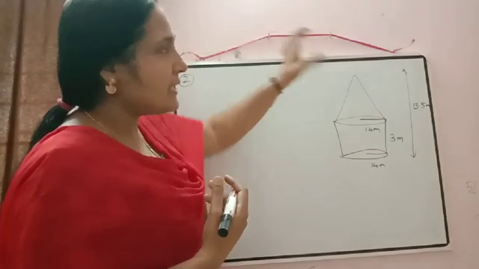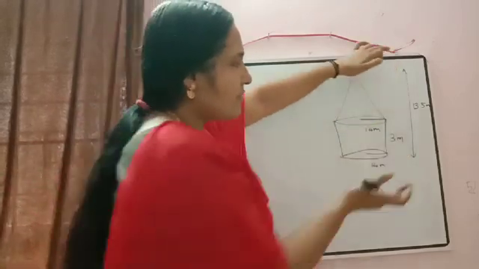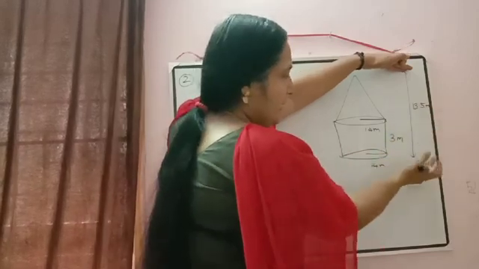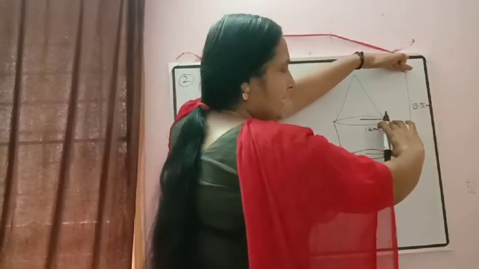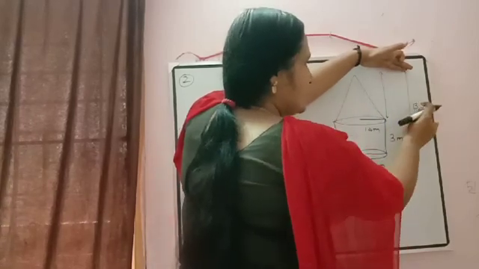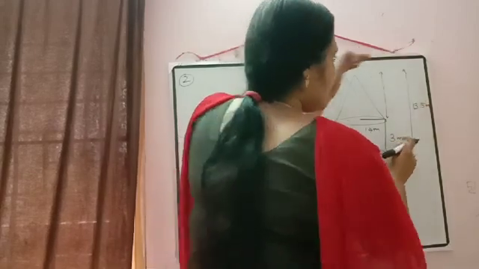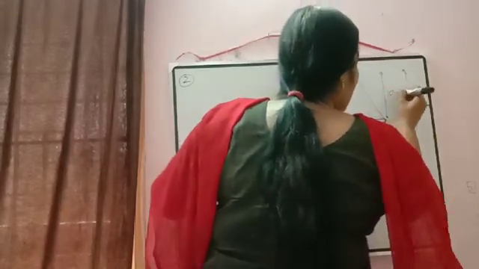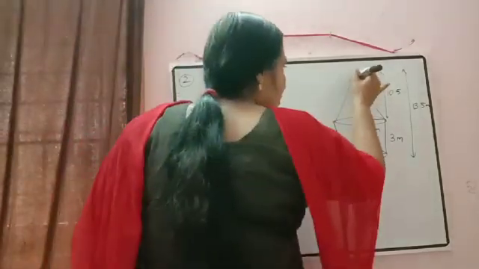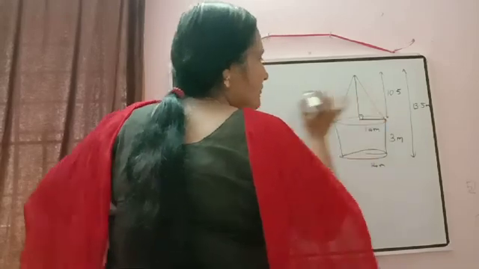How we will calculate the height of the cone there? What is the total height given from the ground? Total height is 13.5 meter and height of the cylinder is 3 meter. So can you tell me what will be the height of the cone? Yes, 13.5 minus 3 will be equal to 10.5. 10.5 is the height of the cone, not the slant height. That is the height of the cone.